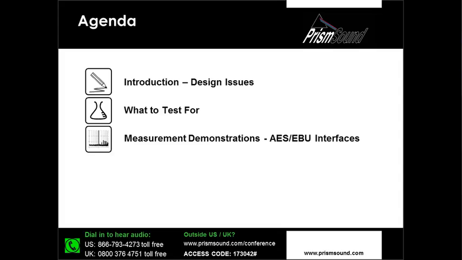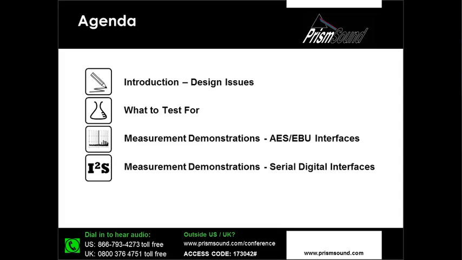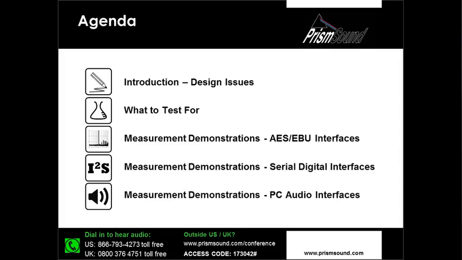converters, but we're going to consider a number of different interfaces on which to measure our digital signal. So first of all, I'm going to look at measuring the performance on AES EBU interfaces from our converter outputs. I'm then going to take a look at measuring the serial digital interface outputs of our converters. And then finally, we're going to consider making some measurements on converters that have a PC audio interface.